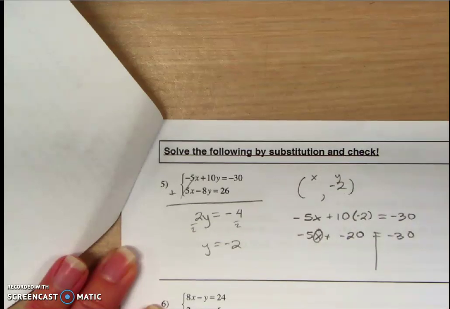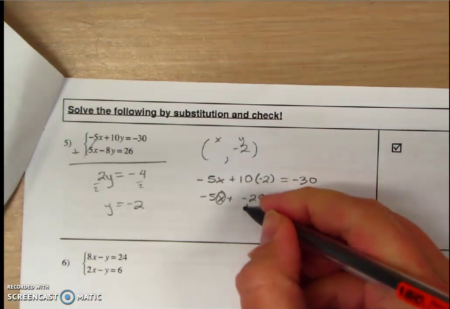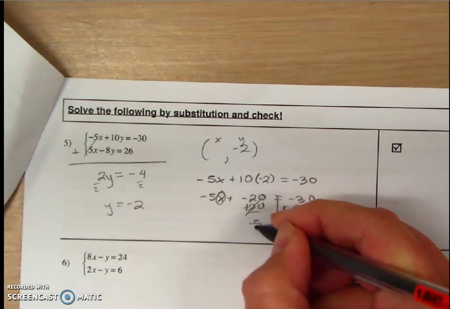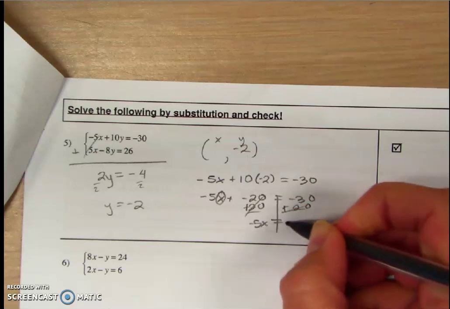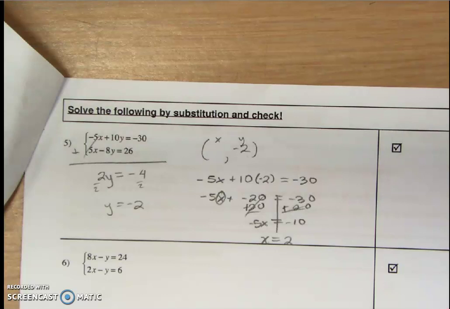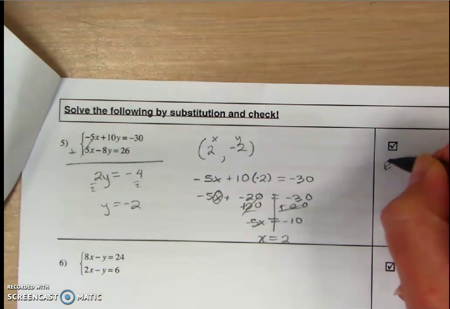Draw the line, circle a variable. We need to get rid of this negative 20. To do that, we're going to add 20 to both sides. Add 20. So now we have negative 5x is going to be equal to negative 10, and dividing by negative 5 gives me positive 2. So now we know x is positive 2. We check for both equations.